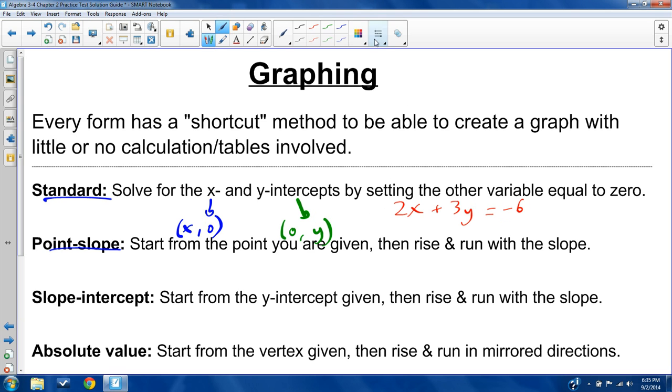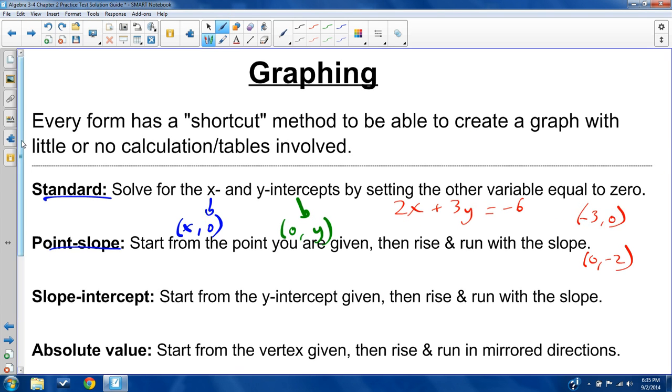If I wanted to solve for my x-intercept, I set y equal to 0. Boom, y equals 0, 2x equals negative 6, x is negative 3. So one of my points on my graph would be (-3, 0). That's my x-intercept. My y-intercept, solve when x equals 0. All right, 2 times 0 is 0. Whoops. That's not working. You know what I mean. 3y equals negative 6. Y equals negative 2. So another point is (0, -2). You plot those points, you graph them, you're good to go. Any other questions, please ask me in class.